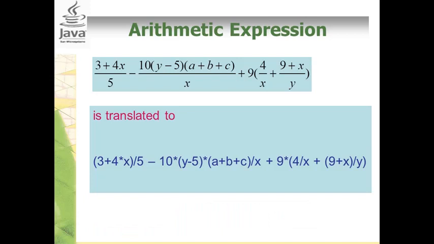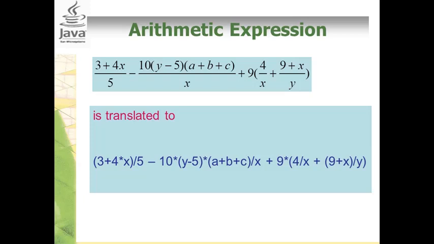Okay, in this slide we are going to discuss how to convert a mathematical expression to a Java expression. So 3 plus 4x, the whole thing divided by 5. When you want to convert to Java, the whole thing, 3 plus 4 multiplied with x, you need to put in a bracket. The bracket shows that the whole thing is divided by 5.